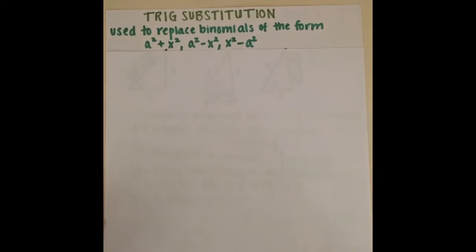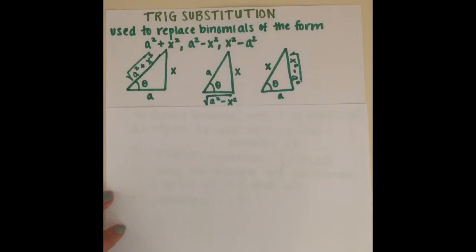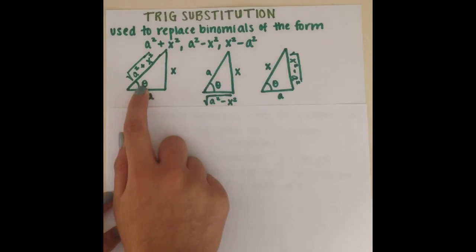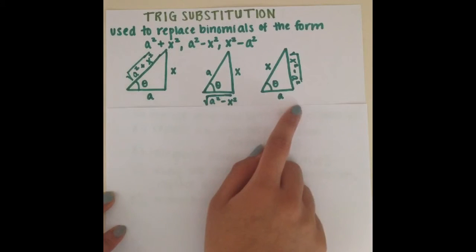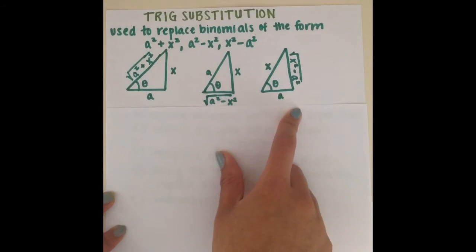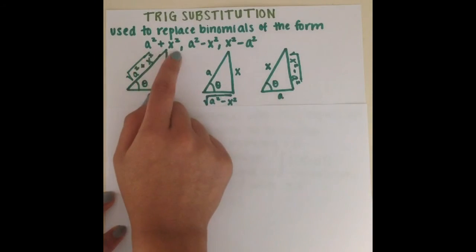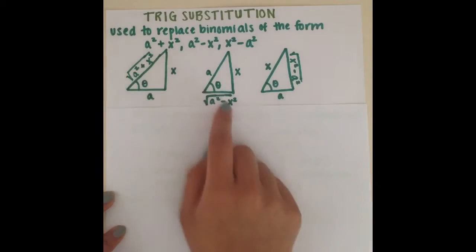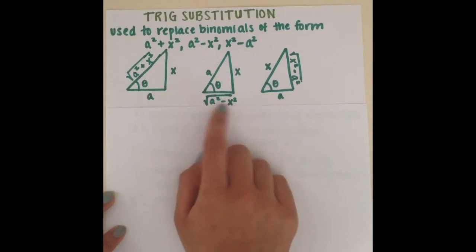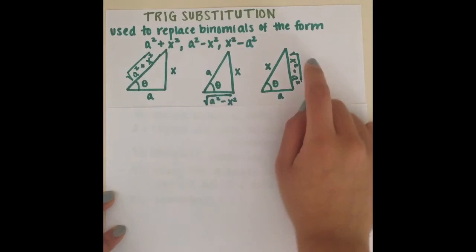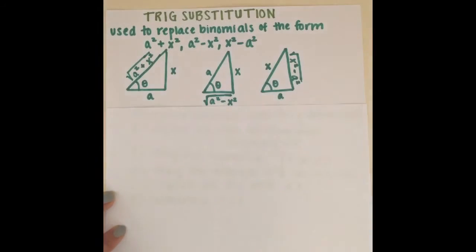The basic idea behind trig substitution is first you set up a triangle, and then you use this triangle to replace the things inside the integral in terms of theta. You might want to memorize these 3 triangles because they'd be helpful in the problems. If you have a squared plus x squared, you put it on the hypotenuse. If you have a squared minus x squared, you put it on the horizontal line. And if you have x squared minus a squared, you put it on the vertical line.